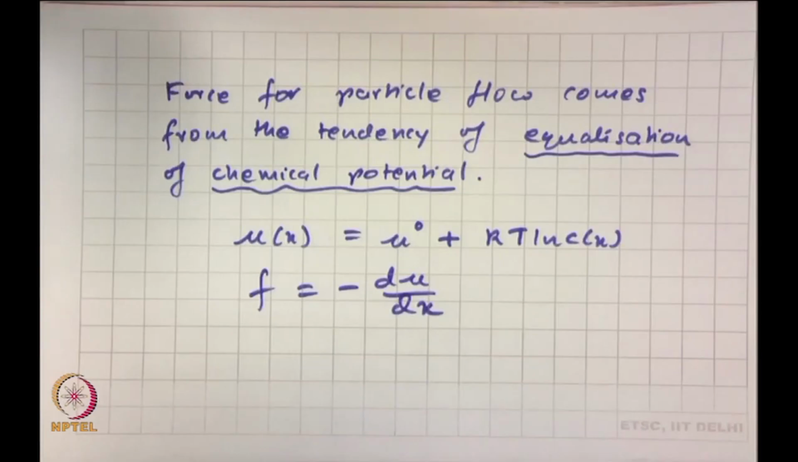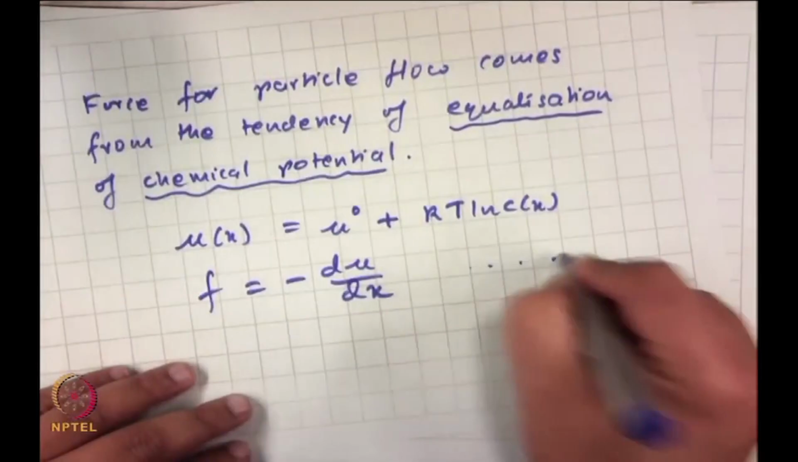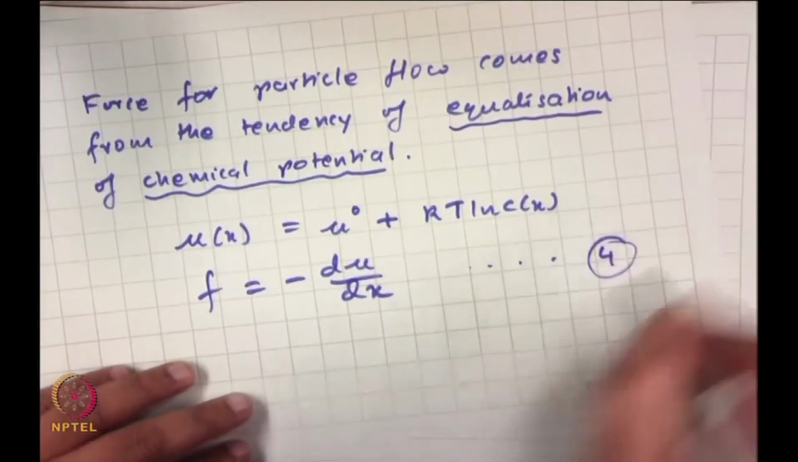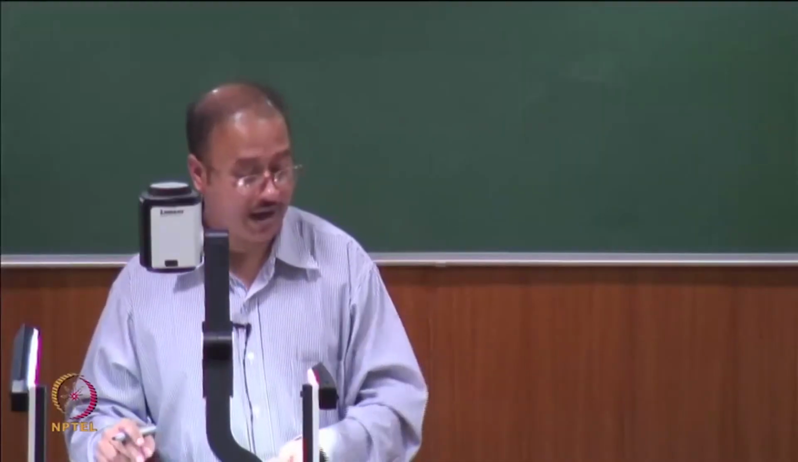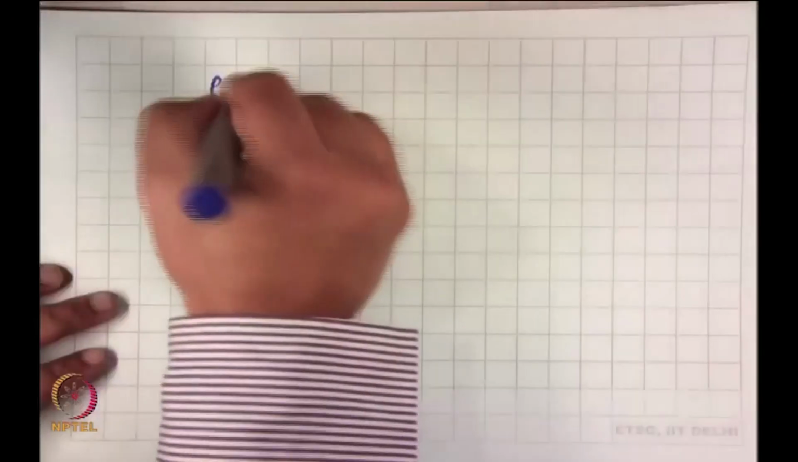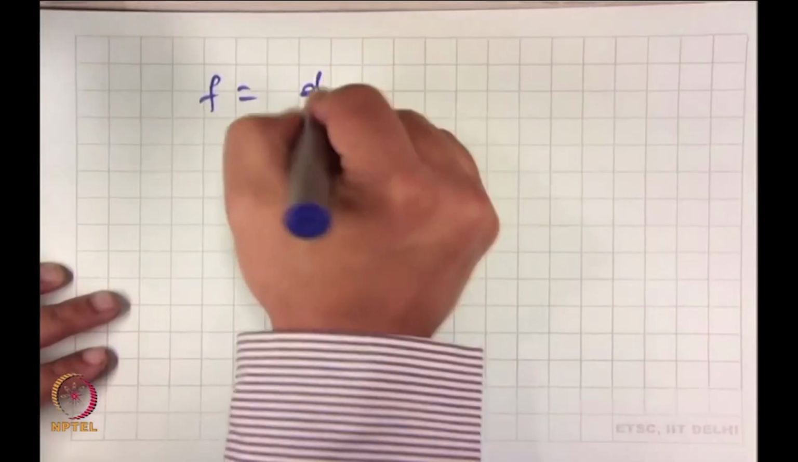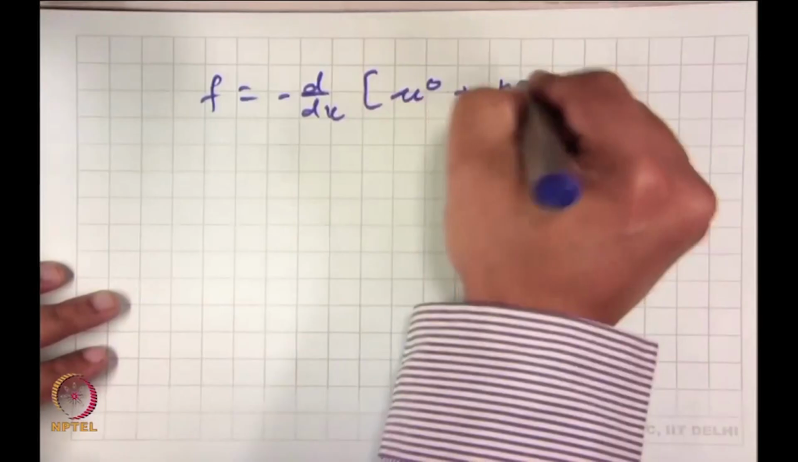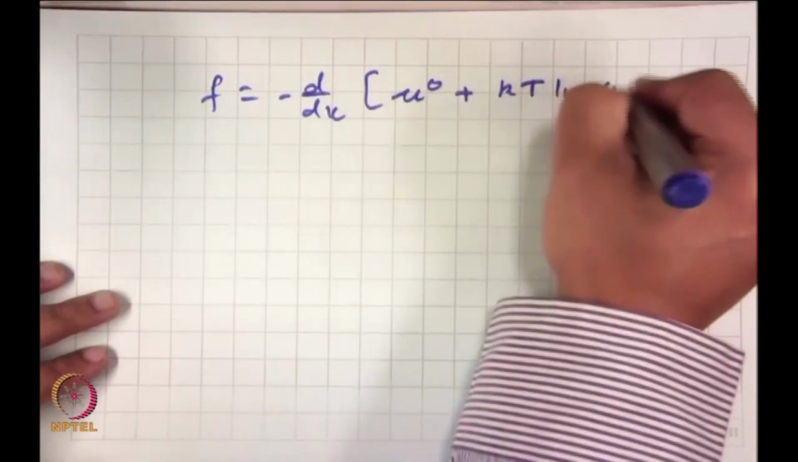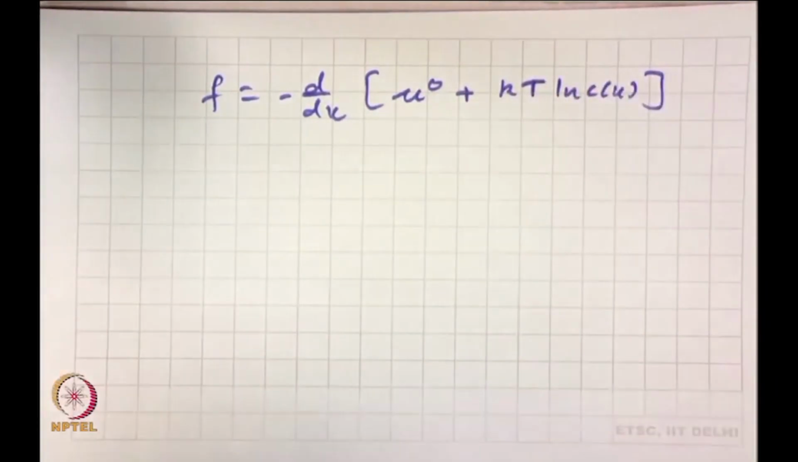In analogy with what we had, where F is equal to minus dV over dr, I am not writing that. Okay. Now, if we have this, say this is equation number 4, then I take this mu of x and what is my force going to become then? So, my F is going to become d/dx with a negative sign, then I have mu 0 plus kT natural log C of x.